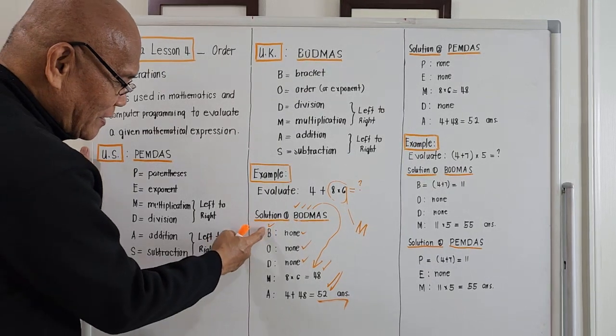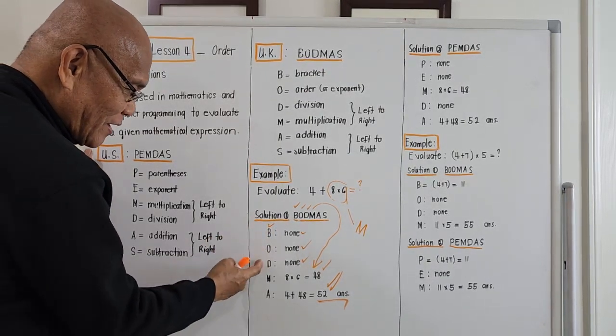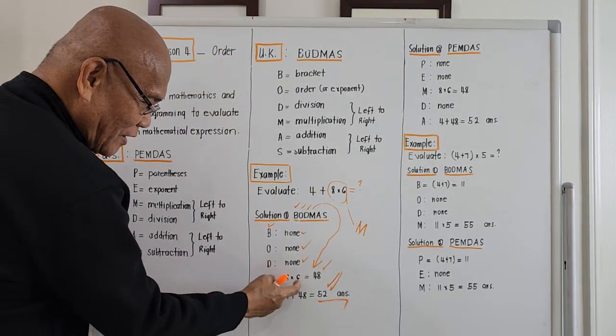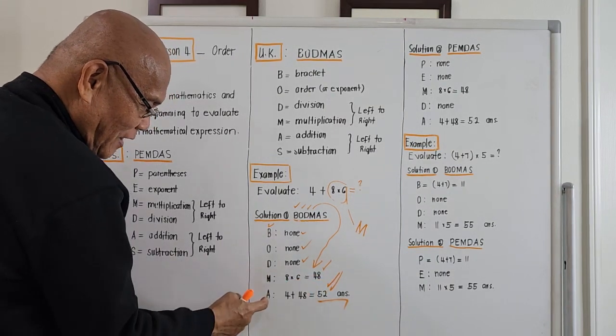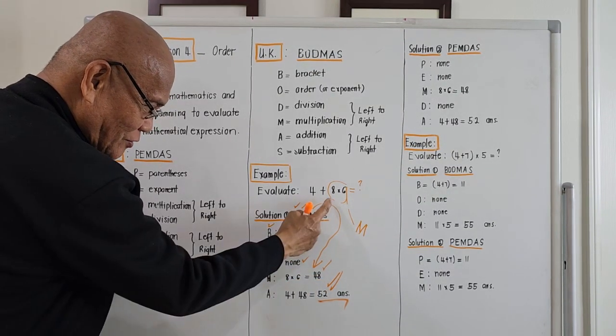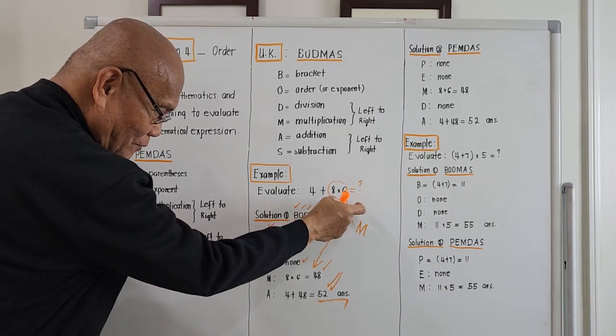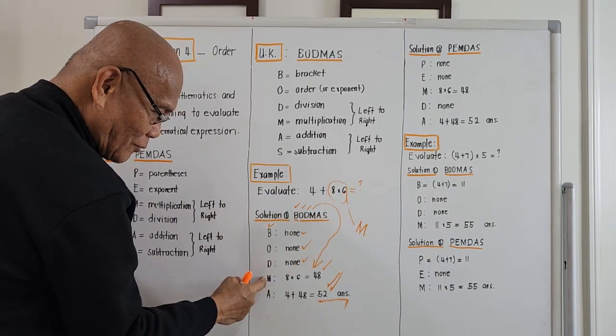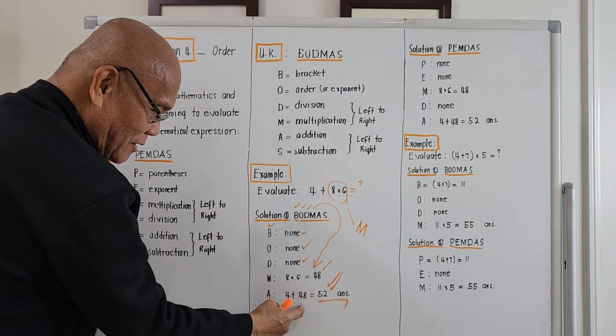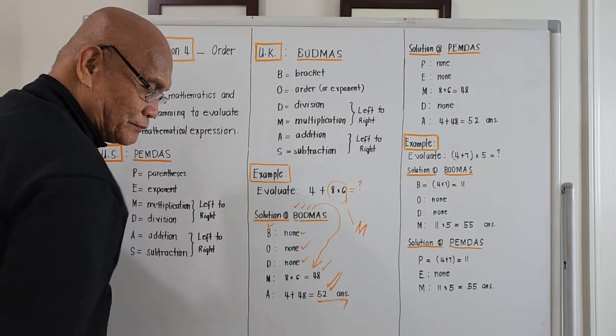So bracket none, order none, division none, multiplication should be 8 times 6, which is 48. And under addition, there is addition, right? So I will copy 4 plus the simplified value of this one using the operation multiplication, which is 48. And the answer will be 52.